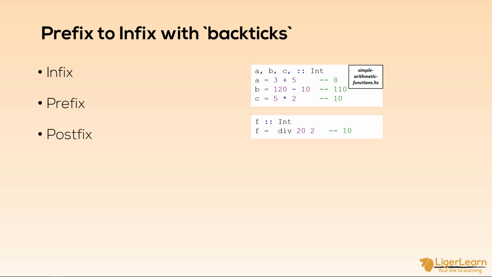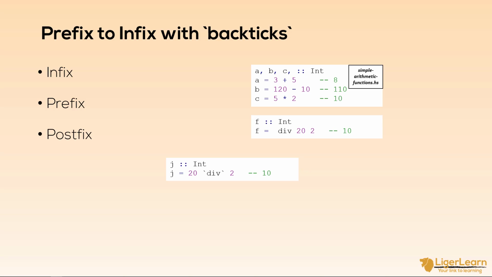A cool feature of Haskell is that you can turn a prefix function into an infix one by surrounding the function name in backticks. Let's take a look at this. You can see here that the div function is placed between backticks, and it is also placed between the two arguments. F and J are equivalent. Which one you should use just comes down to programming style and your preference.